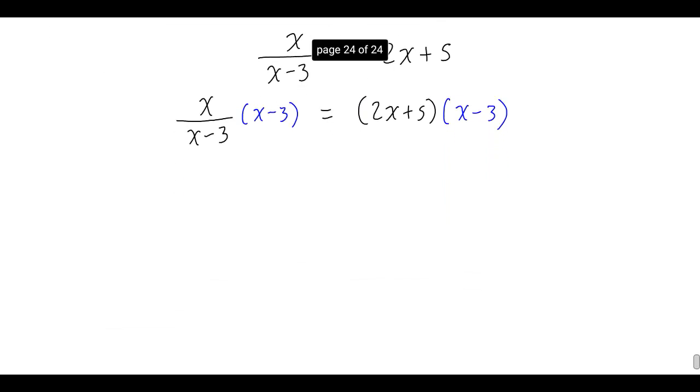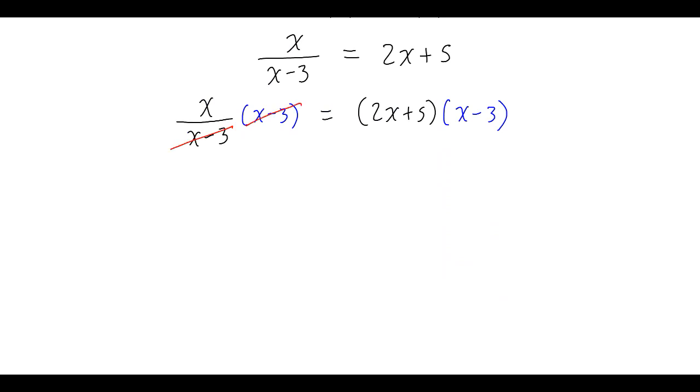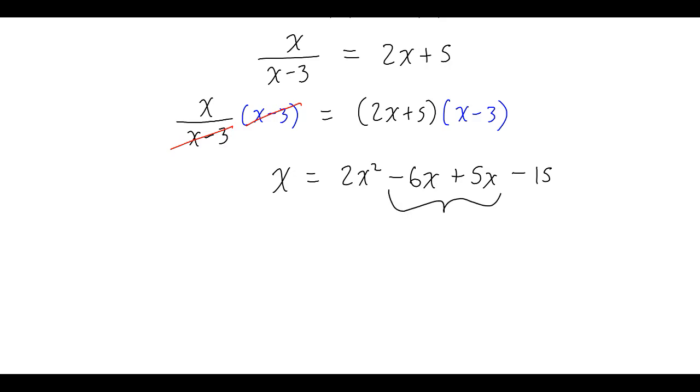Now, on the left side, x minus 3 will cancel with x minus 3 to leave me with just x. On the right side, I should multiply this out. 2x times x is 2x squared. 2x times negative 3 is negative 6x. 5 times x is a positive 5x. 5 times negative 3 is negative 15. Okay, so now combine these like terms. Negative 6x plus 5x is negative 1x.